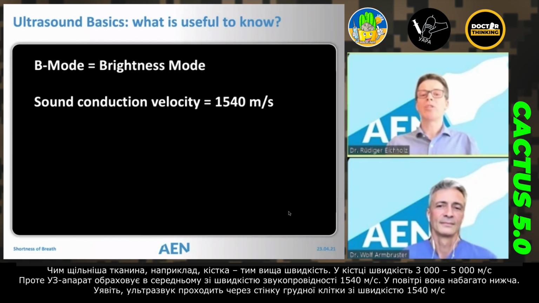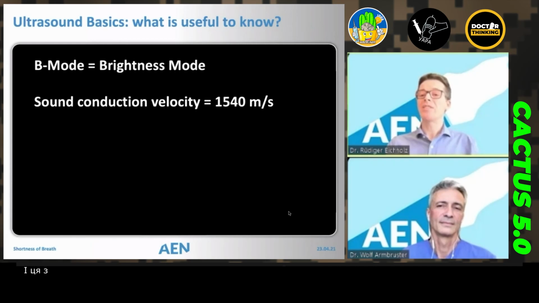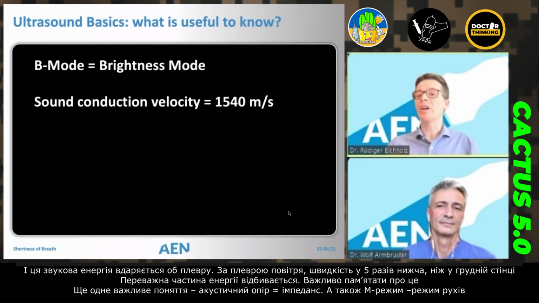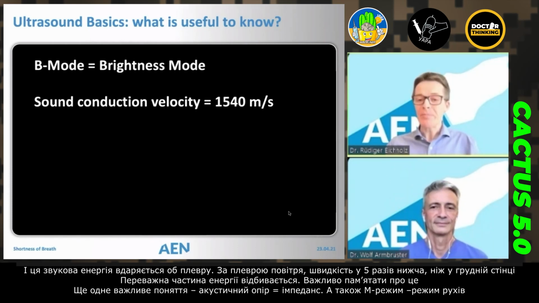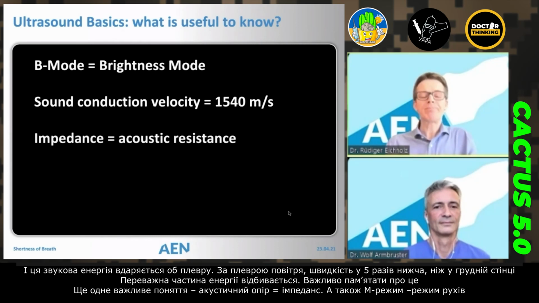Now imagine you've got a bit of sound traveling through the chest wall with the set speed of 1,540 meters per second. Then this sound energy hits the pleura. Behind the pleura, we have air, and the velocity is only one fifth of the velocity in the chest wall. So most of the energy is going to be reflected. This is important to keep in mind when we talk about some artifacts later on.